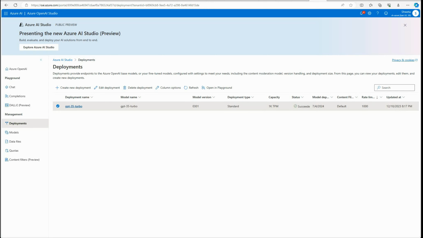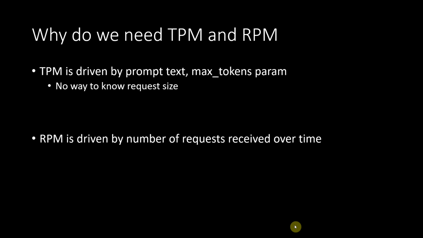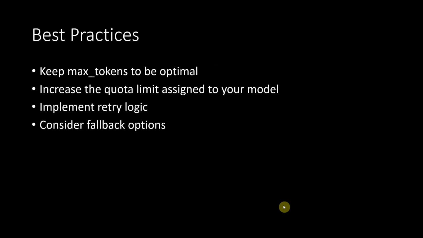Now the question here is, how can we handle this particular problem? There are a few best practices which you can follow. The first one is keep your max tokens optimal. You cannot keep it so large that it will eat up all your cost, and neither can you keep it so small that it cannot accommodate your response and the request quota. So keep that optimal and make sure that you are getting your appropriate responses.